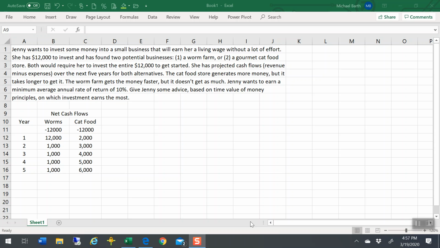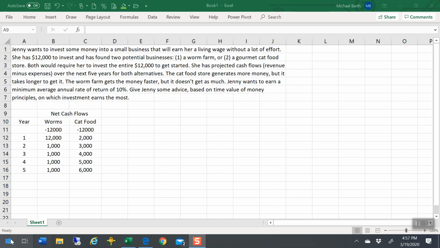Jenny wants to earn an average annual rate of return of 10% and has come to you for advice. See if you can apply your time value of money skills to help her figure out which one of these investments earns the most.